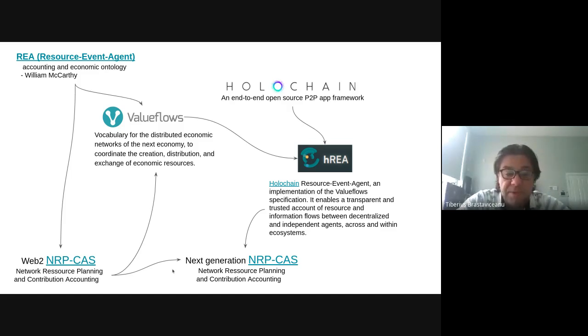Okay, so we are at this junction in our history where we have to transition from this Web2 NRP to the next generation NRP that sits on top of a proper peer-to-peer infrastructure, using this backend, the Holochain REA. And this was done on top of Holochain. Okay, now the same thing could be done on top of blockchain.